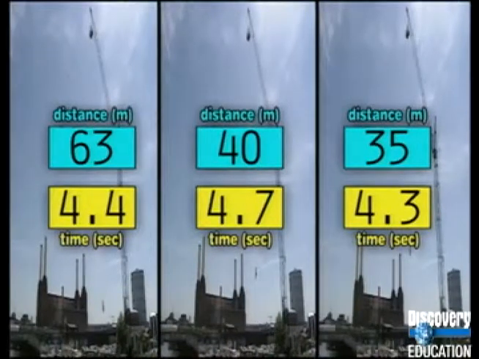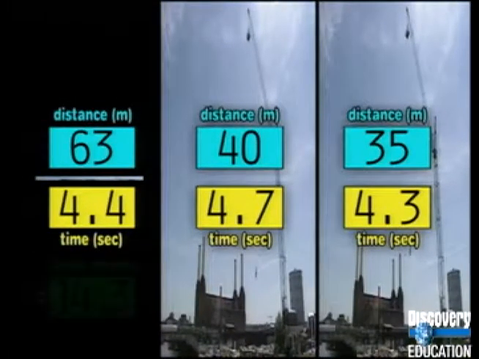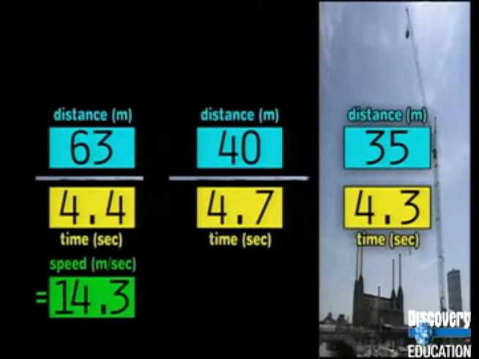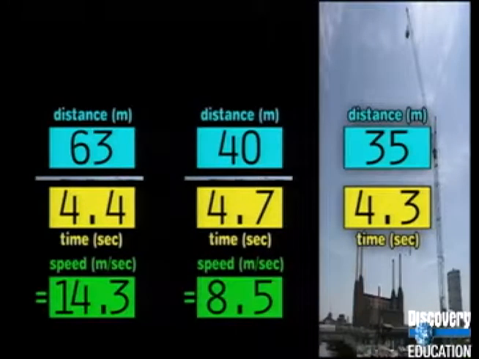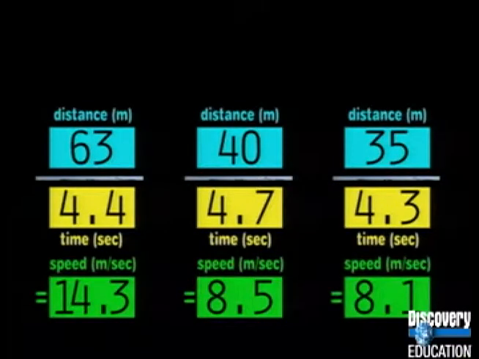Using the formula speed equals distance over time, his average speed on the first descent is 14.3 metres per second. The average speed on the second descent is 8.5 metres per second. Finally, his average speed on the third descent is 8.1 metres per second.